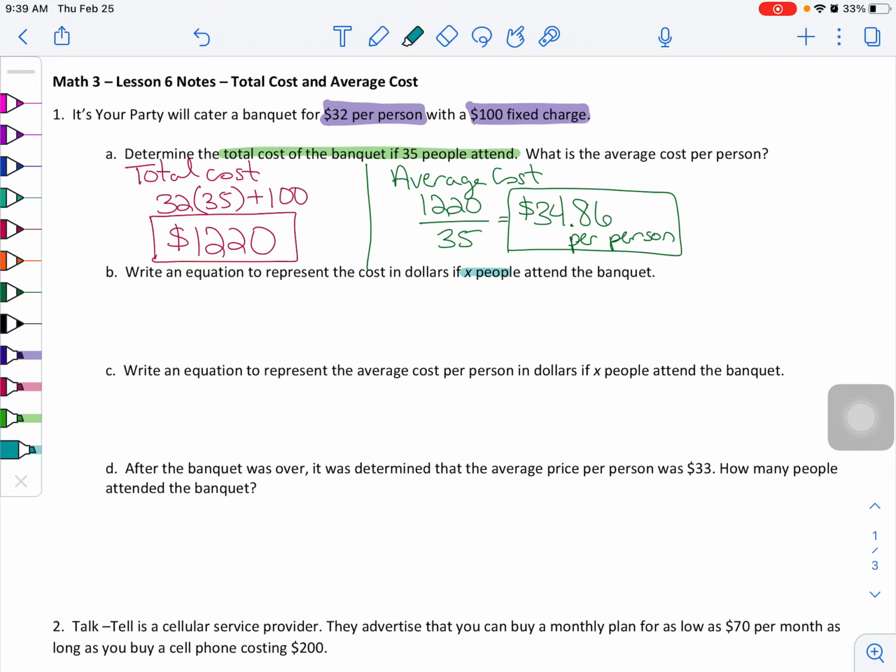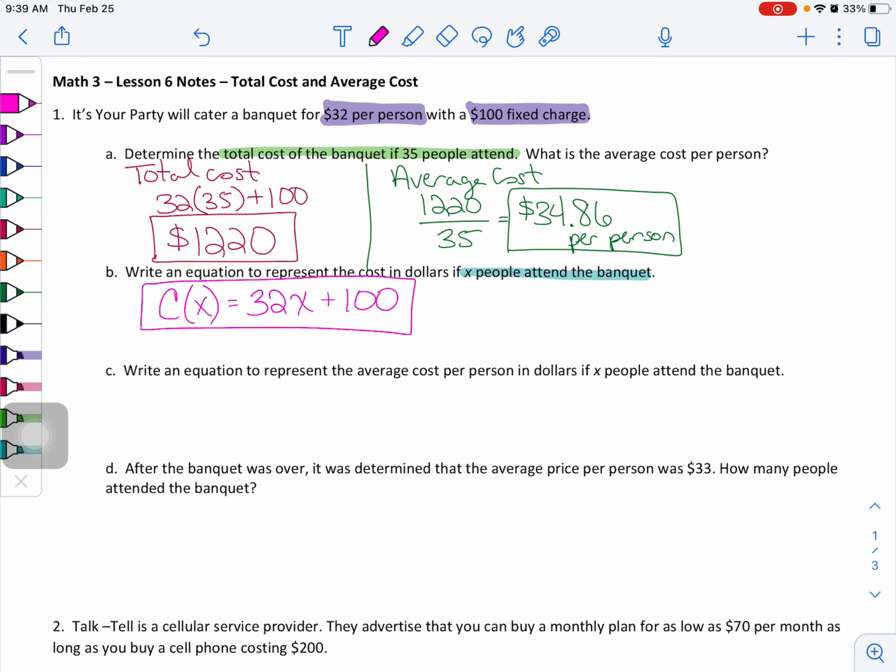Part B: write an equation to represent the cost in dollars if X people attend the banquet. So I don't know how many people are going to show up, but I can represent that unknown with X. So total cost here, let's go C of X. This is going to be the cost for X people, which is the cost per person, $32 times X people, plus the $100 fixed charge.